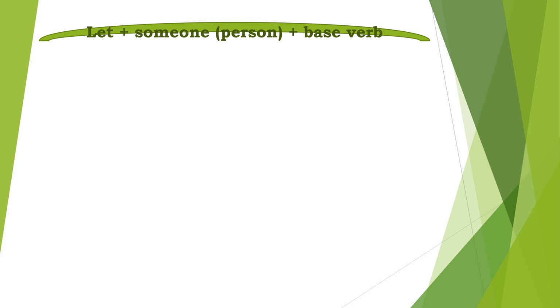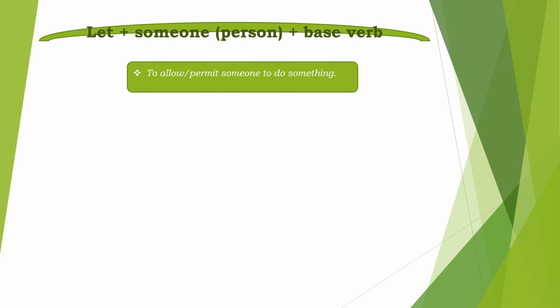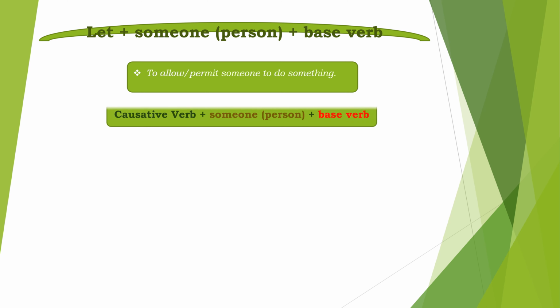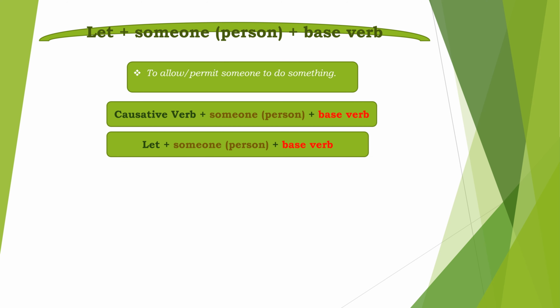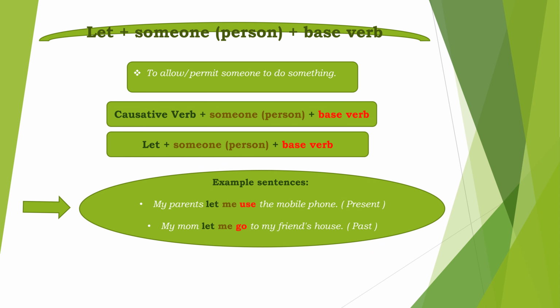Let's look at the second causative verb, let. As we know, we use this causative verb when we allow or permit somebody to do a task or an action for us. Let's look at the structure, that is causative verb plus someone, person, plus base verb. Here we have a causative verb let, then someone, person, plus base verb.